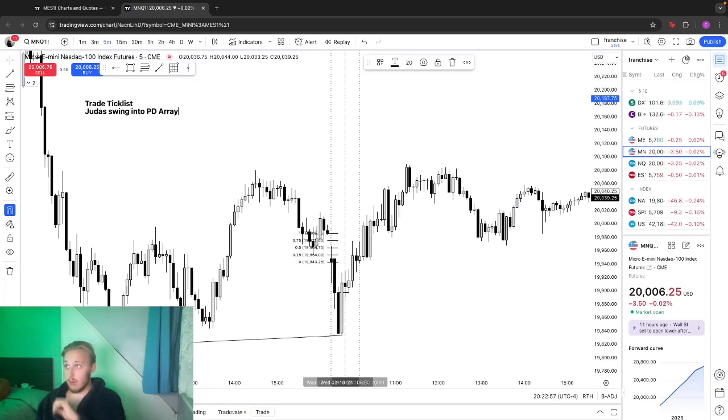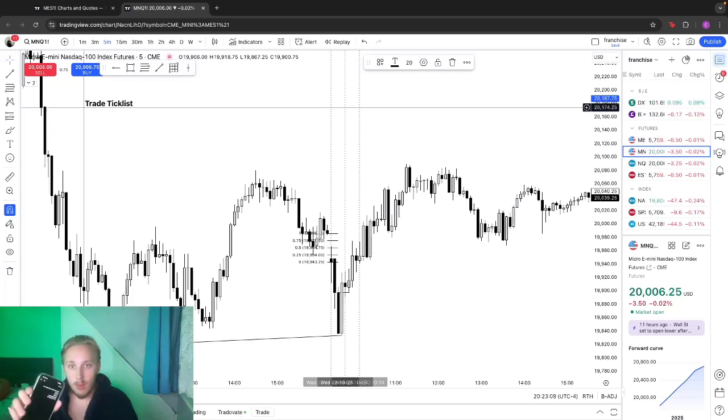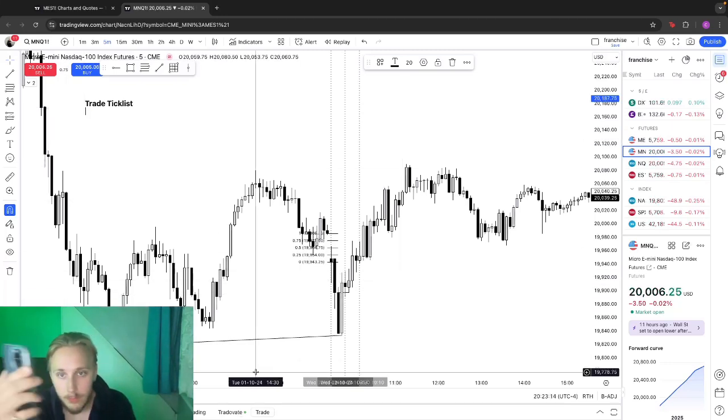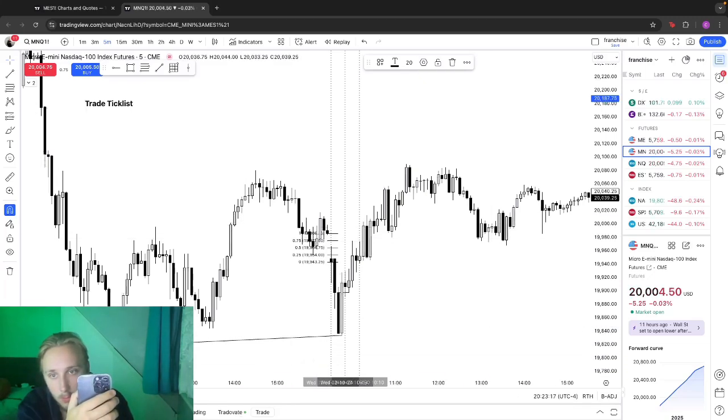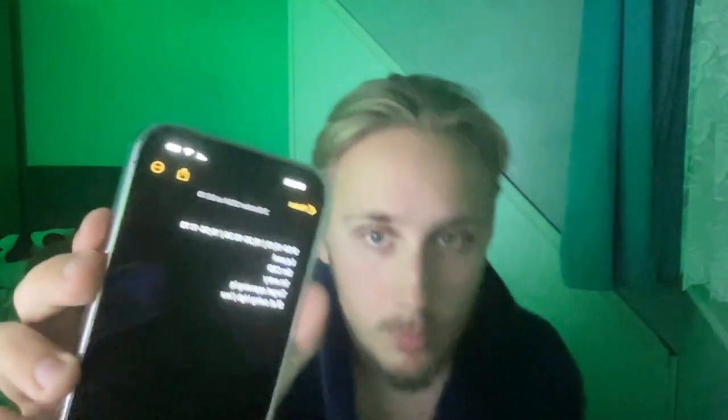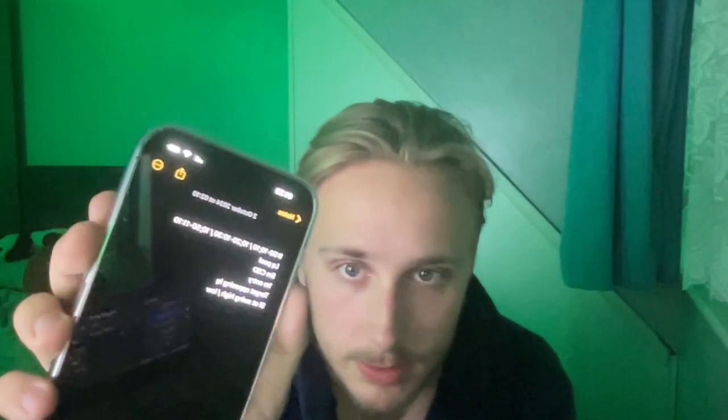Well, we can either call it a Judas swing into a PD array, or we can target... like I have it on my phone. I don't know if you can see, you should be, because I wrote this last night. Oh, you can't see. So at the top it says 9:50 to 10:10, and then the other macro times.